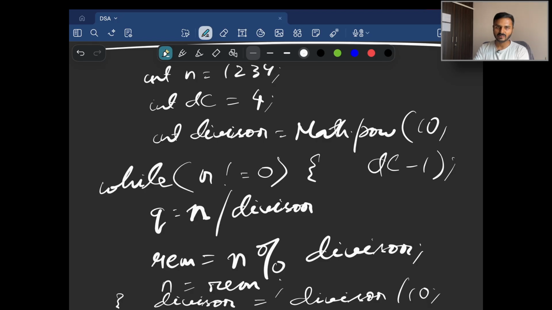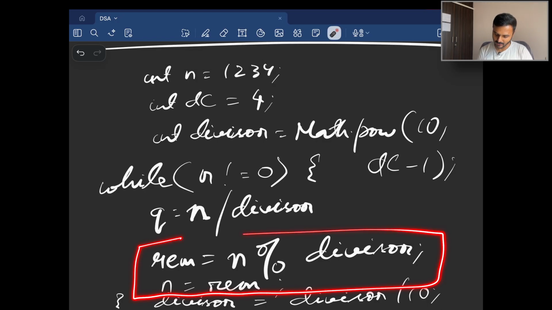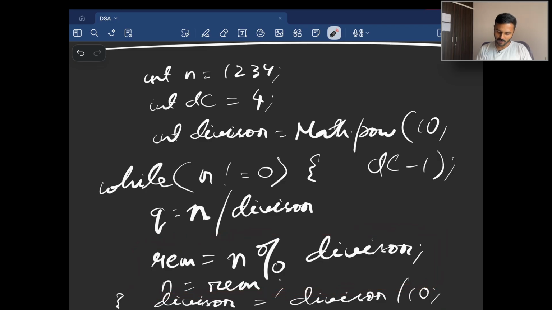Now, before I put this in code in IntelliJ, I want you to pay attention to these two statements. Over here, we have got n mod divisor, which means divide n by whatever value is there in divisor and collect the remainder, right? Then we are storing that remainder in a variable called n. So can we not do it this way? Can we say n is equal to n mod divisor?